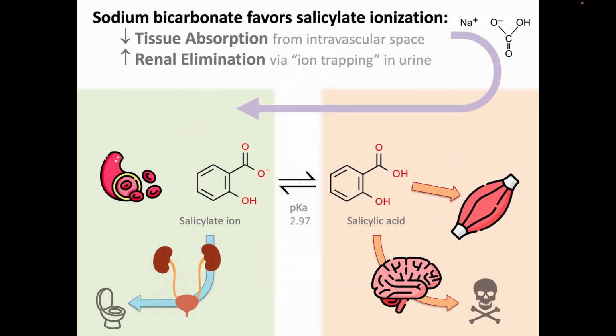Here's a slide only slightly modified from my salicylate presentation, showing how bicarb works in treating salicylate toxicity. Alkalinization of the serum increases the relative amount of salicylate found as the charged ion, which is then less absorbed from the circulation into other body tissues. And the exogenous bicarb will also alkalinize the urine, ion trapping the salicylate in the urine and enhancing renal elimination.